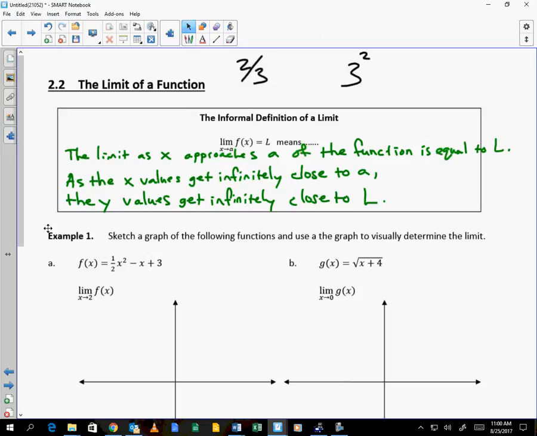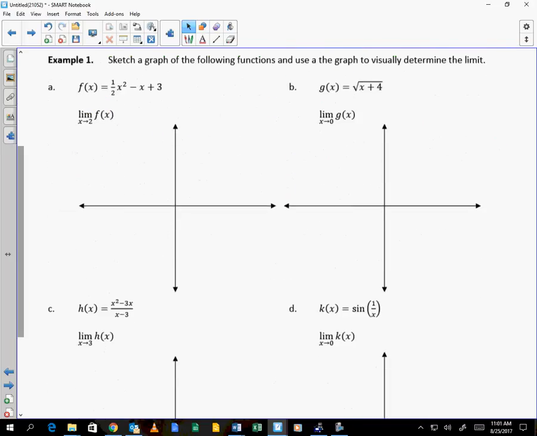So here's what it means. As x values get infinitely close to a, the y values get infinitely close to L, L being the limit. So in your work the past few days, when you've been finding the slope for those tangent lines, you have been finding a limit. What we need to do now is take a closer examination into what limits actually are. And we're going to use our calculators to do that.